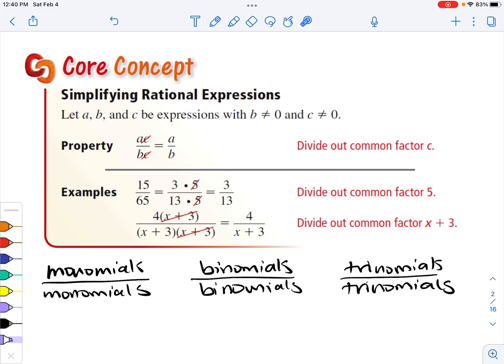First core concept, super easy. We've done this before. It's just simplifying or reducing fractions. So we have to divide out the common factors. What's key here is you have to remember only monomials divide out with monomials. Binomials divide out with binomials. That's why x plus 3 here can divide out. And then only trinomials can divide out with trinomials. A very common mistake is where kids think that in a binomial, the two x's can cross out, but that's not true. Each binomial has to be exactly the same.